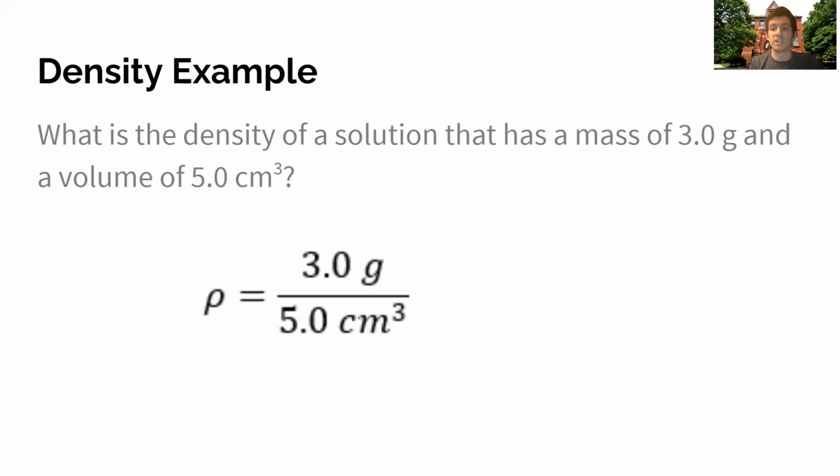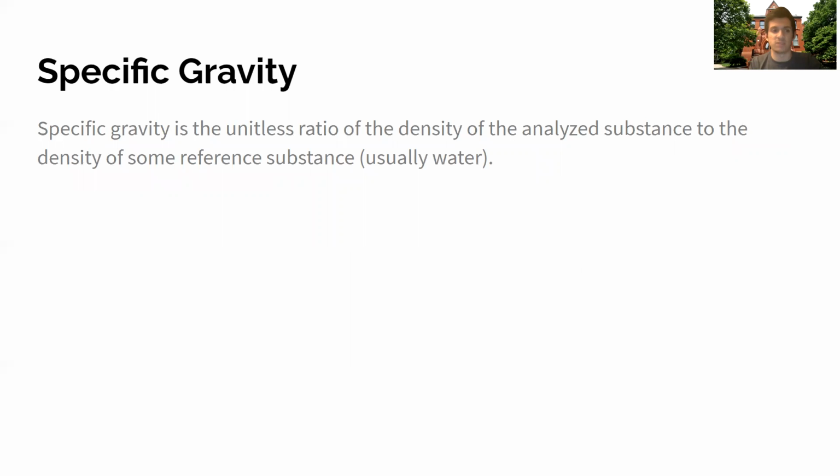It's a simple division at that point. Density is going to be 3.0 divided by 5.0. When you do that division, you get about 0.60 grams per centimeters cubed. Fairly straightforward example of density.